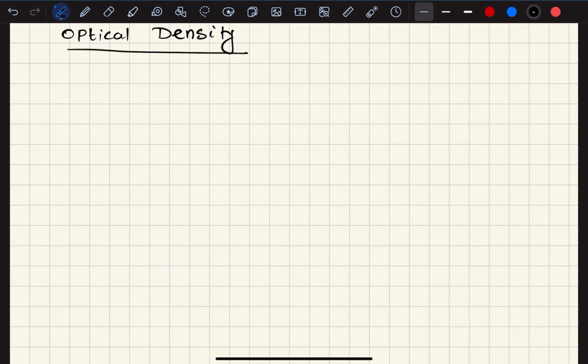So optical density basically is decided or signified by speed of light in that medium. That is what optical density is. It's very simple. Then how does this really affect?